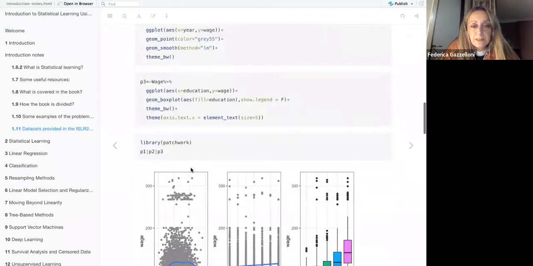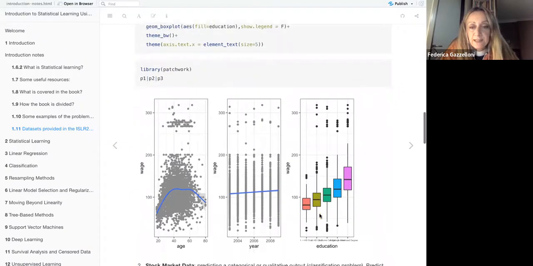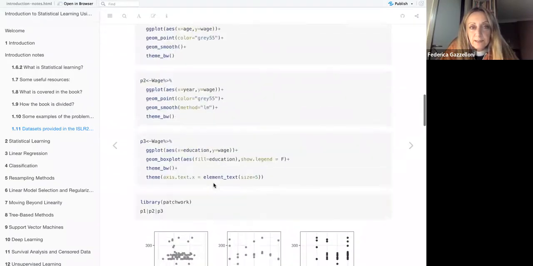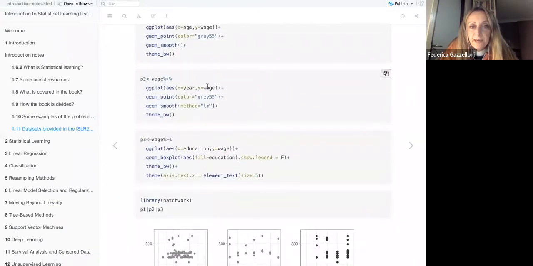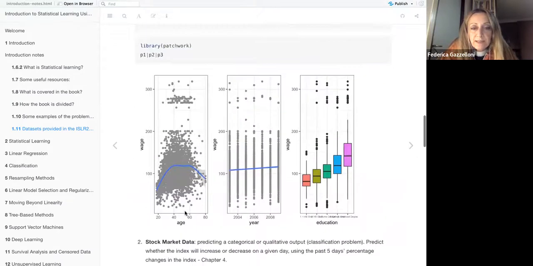For example, the first three visualizations provided in the book are wage as a function of age, year, and education. And it's showing that as the age increases, the wage shows an increase up until a certain age, like 60, and then starts decreasing. And most of the high wages are in the center part, so between 40 and 60 years old.